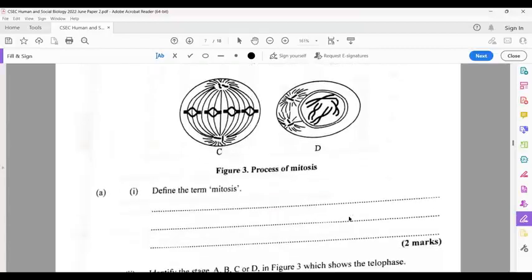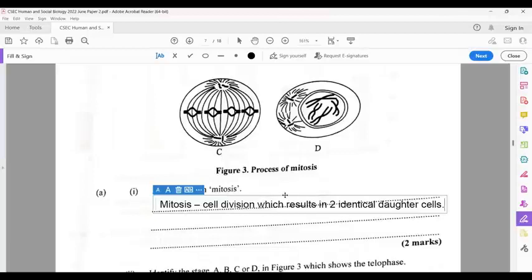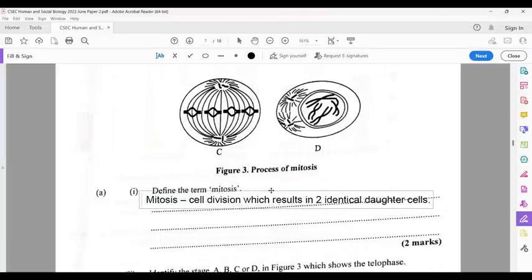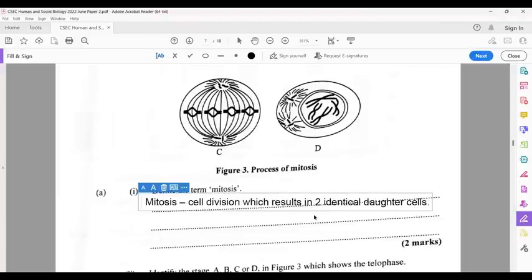Define the term mitosis. Mitosis is one type of cell division. The other kind that will automatically pop into your mind when you hear mitosis, it kind of goes hand in hand, is meiosis. All right, so mitosis is a cell division which results in 2 identical daughter cells. Identical, both of them having the same number of chromosomes as the parent cell, the mother cell. So they are identical.